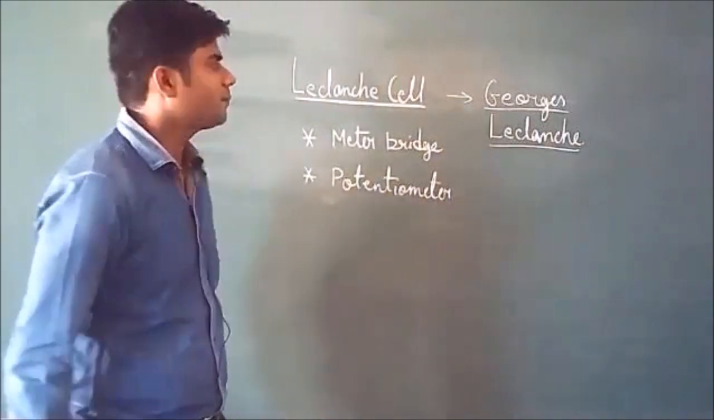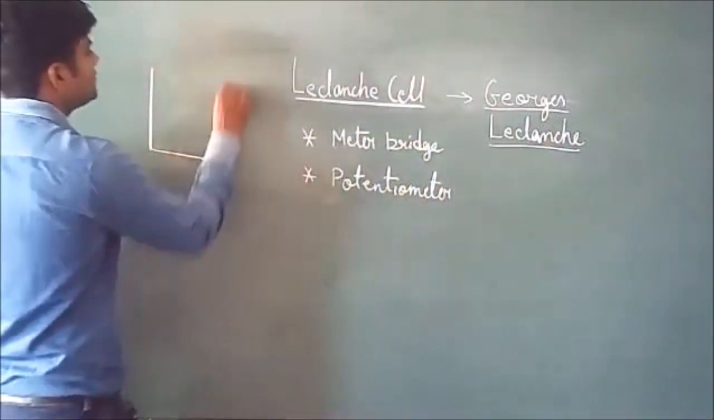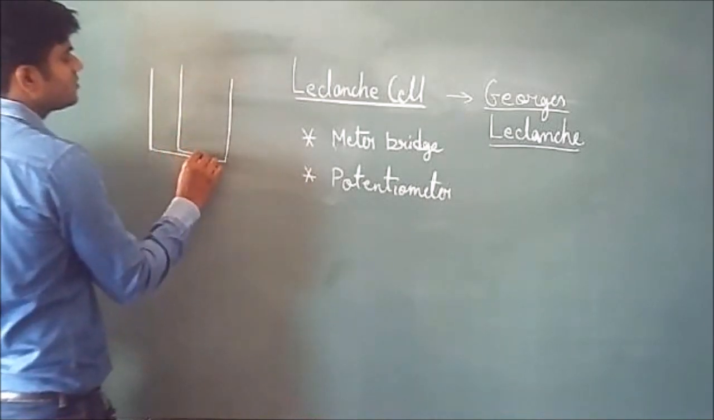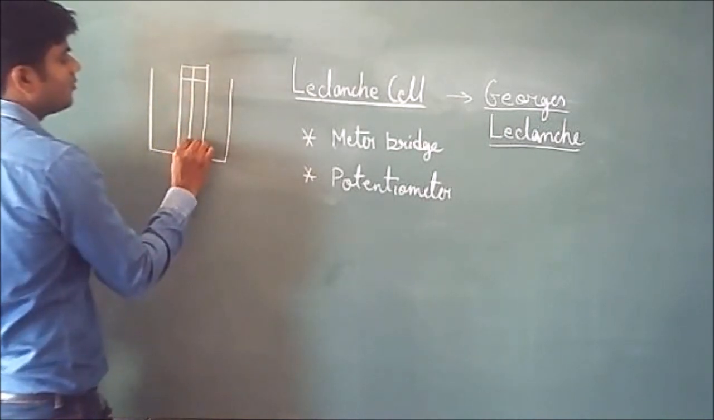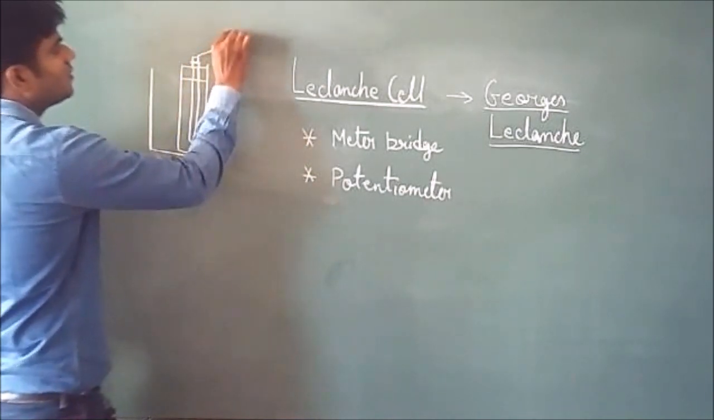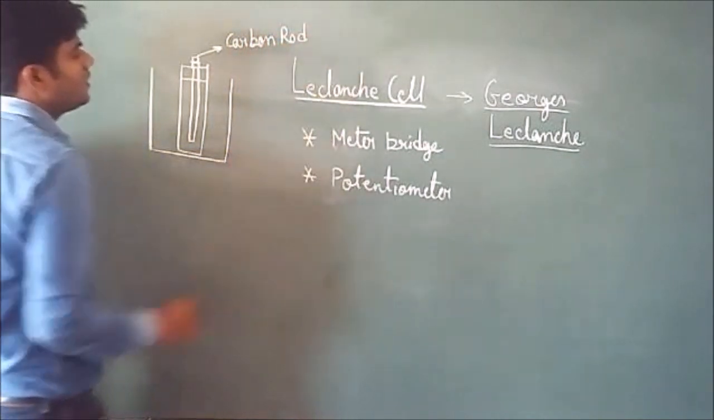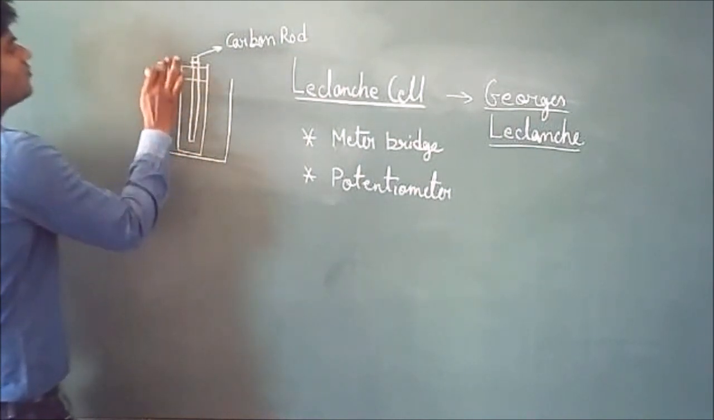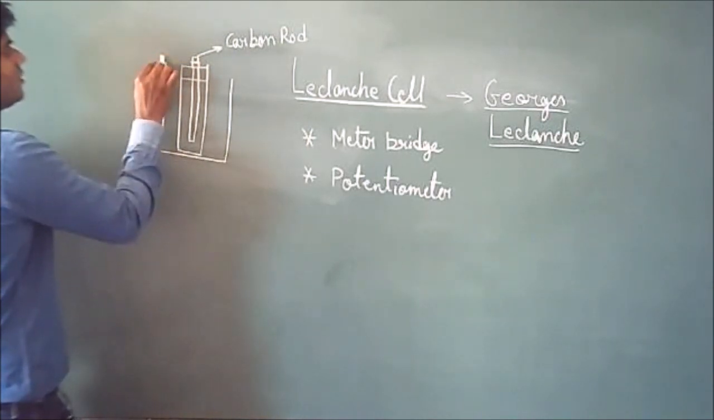And in this Leclanché cell, what is the basic thing which is there? A jar is there. In this jar, a porous material is coated with a carbon rod. So this is the carbon rod, and one more rod of zinc. This is the zinc rod.